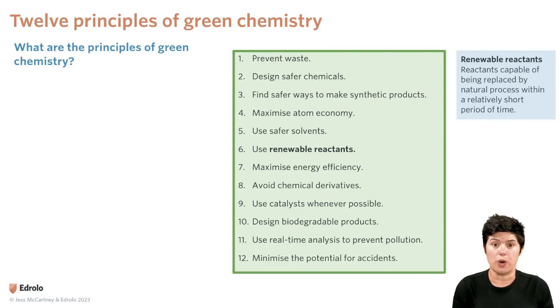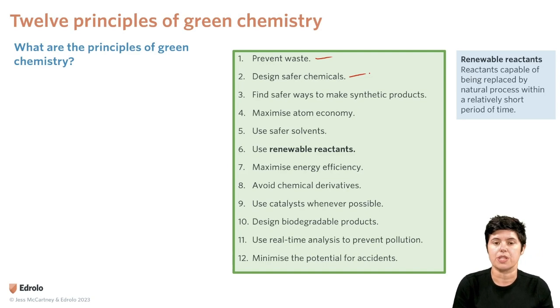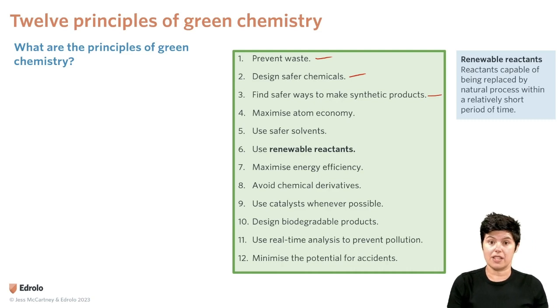So what are the 12 principles of green chemistry? So they are prevent waste. So that's trying to reduce the amount of waste possible. So this is either as the reactants or as byproducts. Design safer chemicals. So what that means is that the chemicals that are being produced, they want them to be safe for consumers and for the environment. Find safer ways to make synthetic products. So this could be using different reactants to make safer products, to think about the byproducts that are being produced or the products themselves to make sure that they don't degrade and form toxic products as they degrade.